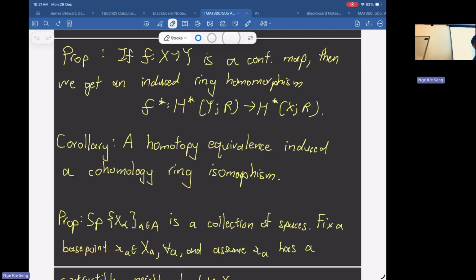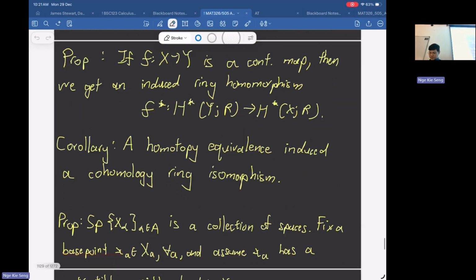Cohomology groups can be the same. Last time I already showed you, even their pi one is the same, Hn is the same, cohomology also the same. What's different is the ring structure. So if the ring structure is different, then they are not homotopy equivalent. So this means that the first proposition is very important.